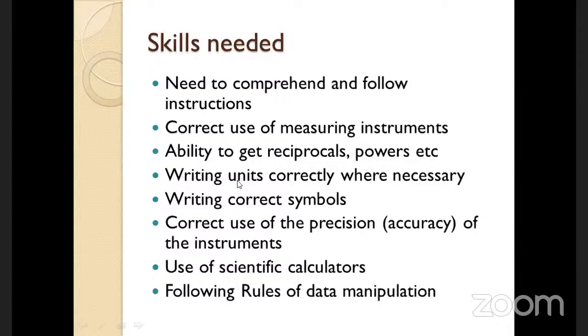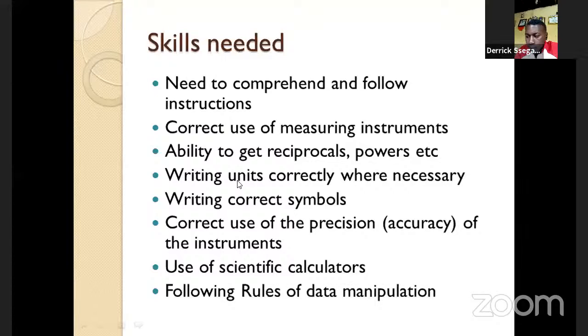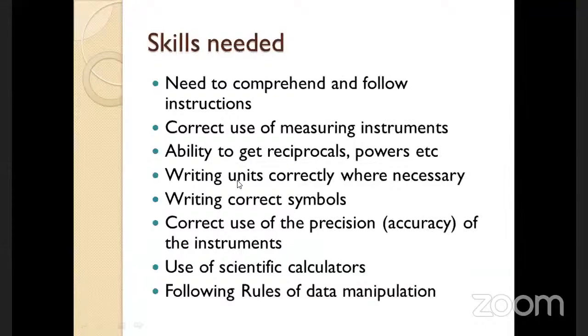Derek, are you with us? Are you aware that there are some physical quantities that do not have units? Yes. Marvin, are you also aware that there are some physical quantities that do not have units? I was not aware. So you're going to realize that there are some physical quantities that do not have units.